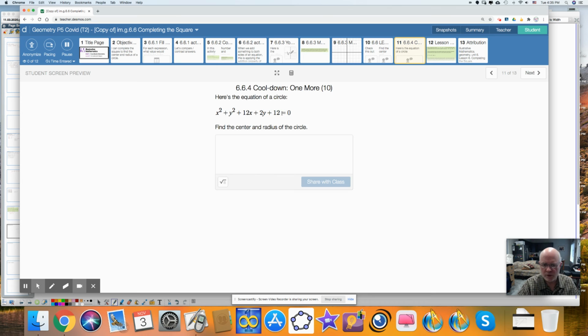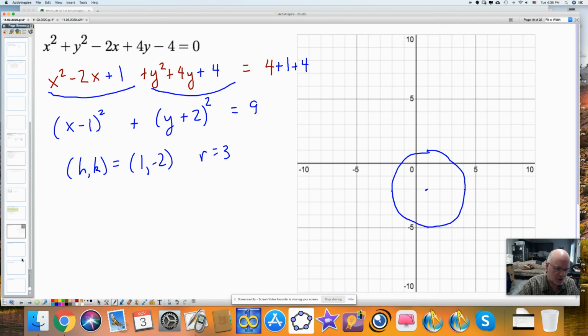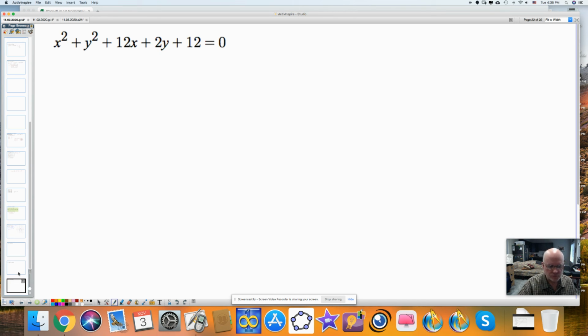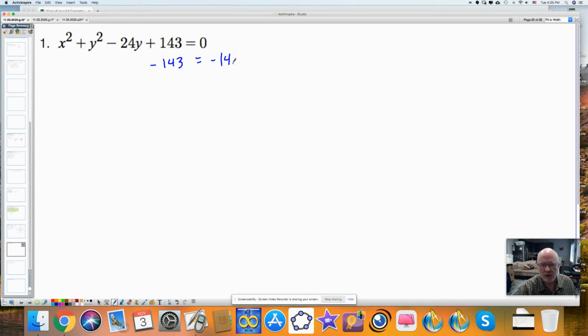And there's one more that we can do, which is from the cool down, and I will do this on my whiteboard to show it to you here. We're supposed to find the center of both of these circles. Let's just do that real quick. So I'll subtract 143 from both sides of this equation, and I will get x squared plus y squared minus 24y, and I'll leave a space for the completing of the trinomial, is equal to negative 143.